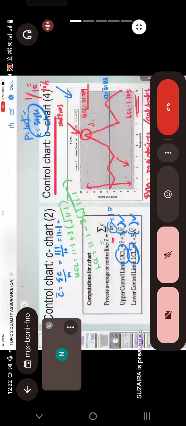Any question for the C and P charts? I'll share with you later another calculation that you can work on. Probably you can try it at home, and then maybe next week we will discuss. But next week I'm going to go with topic 4.